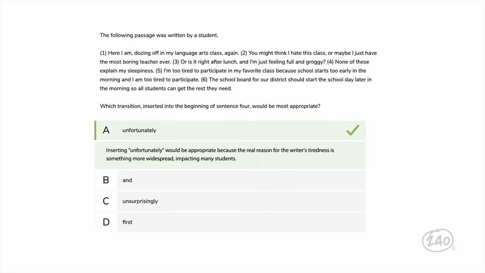Here's the right answer. Let's read sentence 4 again with this transition inserted. Unfortunately, none of these explain my sleepiness. This makes sense because the true reason for the writer's tiredness is something more widespread, impacting many students, and was not addressed prior to sentence 4.